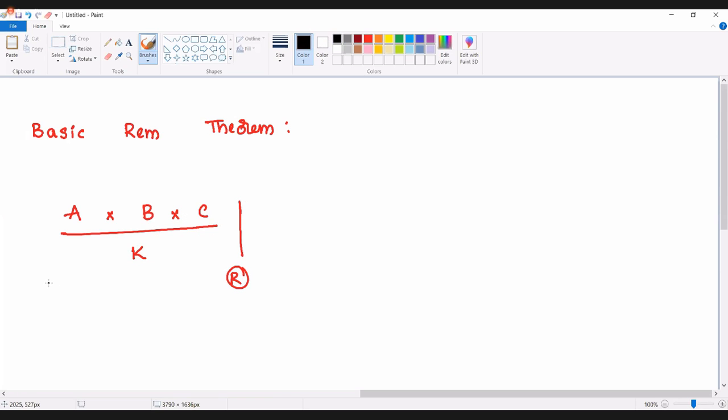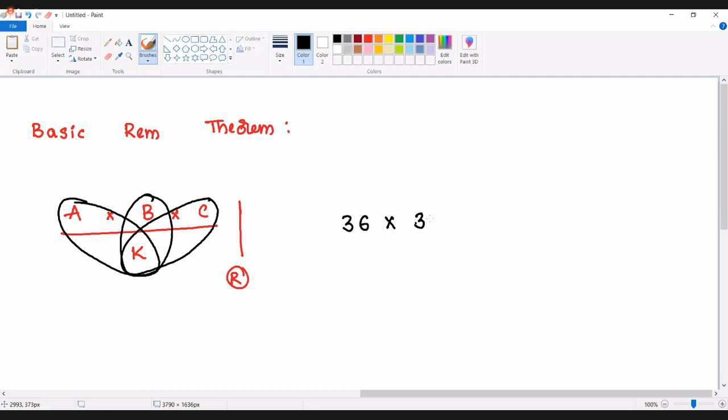You can go with the individual remainders. That means you can go with the a by k remainder, the b by k remainder, and the c by k remainder. After getting the individual remainders, you can multiply all. If the remainder is less than your divisor, keep it as it is. If it is more, divide it again. For example, if 36 into 38 into 40 is divided by 7, what is the remainder?